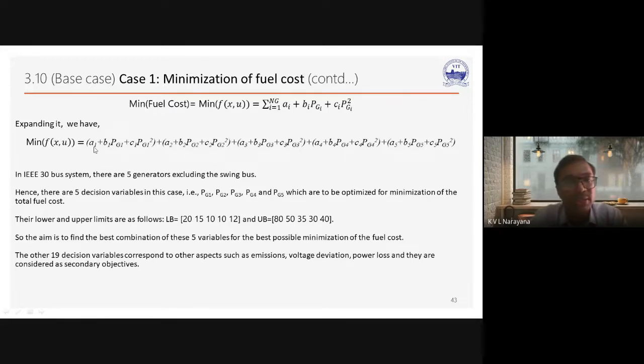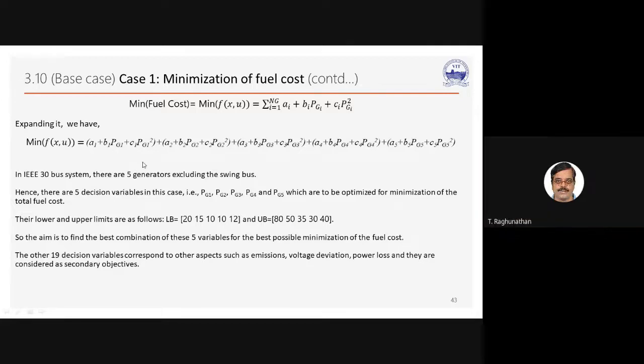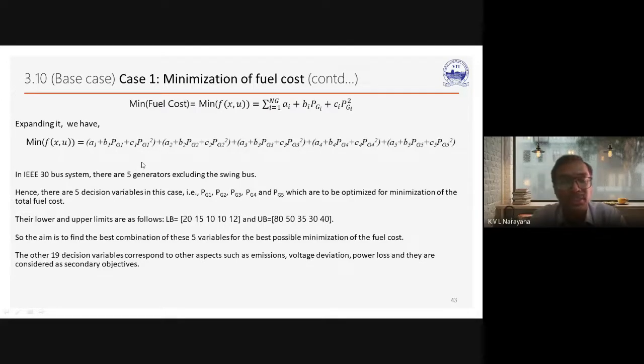If you see here, A1, B1, C1 are the cost coefficients of each generator. These values are already given in the literature. These values can be directly used in our program while calculating the fitness value of this function. So this is very important to find the fitness value. This is called a fitness function, or the objective function, to minimize the cost of the given problem.